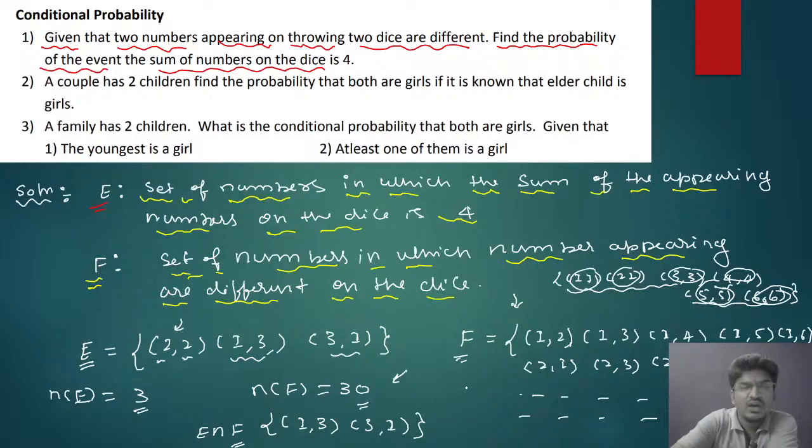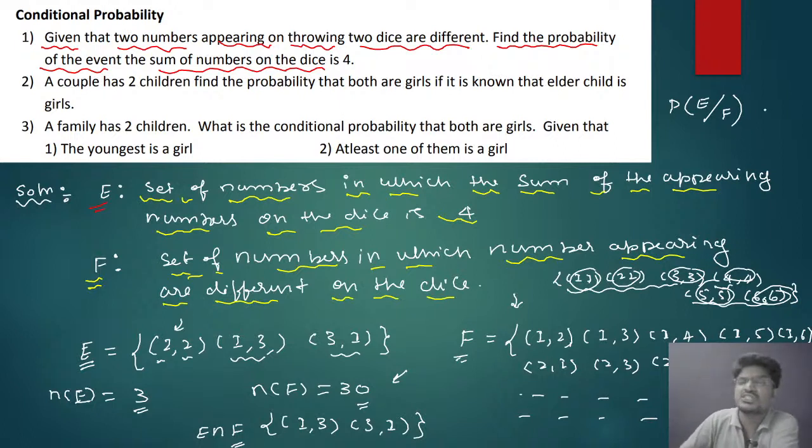So now you can see here what we have to find. We have to find the probability of the event that the sum of numbers on the dice is 4, such that the two appearances are different. That means P of E such that F has already occurred, we have to calculate.